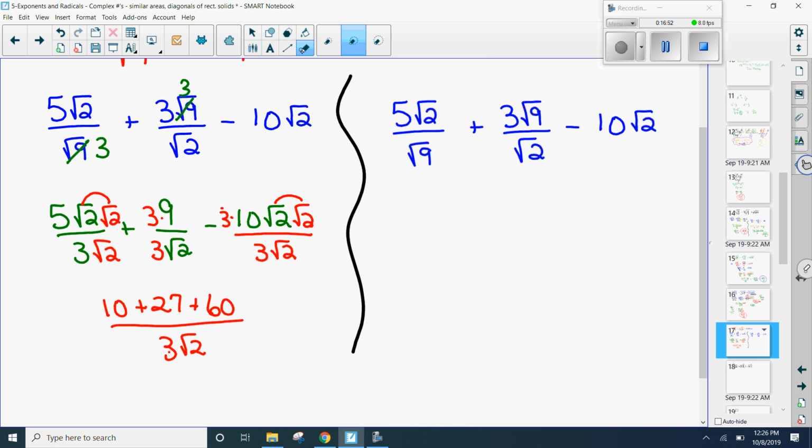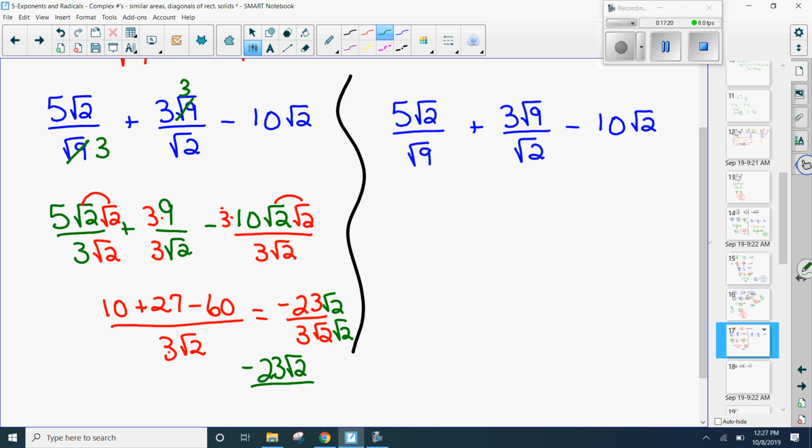I missed a sign again. Okay, so 10 plus 27 is 37. You subtract 37 from 60 and you get negative, I believe, 23. Now you want to rationalize the denominator, so multiply by radical 2. And you're going to get negative 23 radical 2 over 3 times 2, which is 6. And 23 and 6 do not reduce.